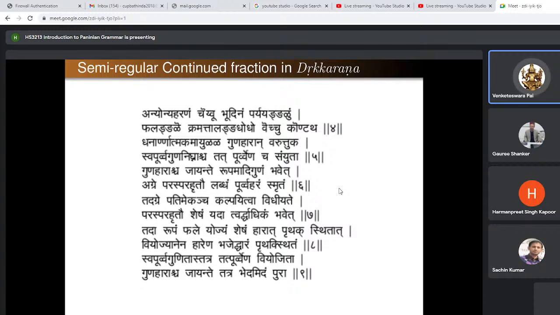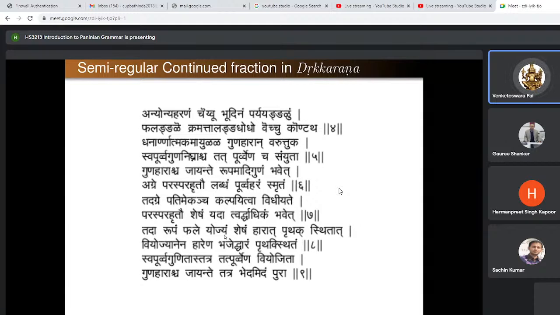While performing the mutual division of successive results or the successive quotients, the shesham is the remainder. When shesha or the remainder, yada means if, ardhadikam bhavet, if it becomes more than half of the previous remainder, that is implicit here, then you need to add rupam. Rupam phale yogyam. Yogyam means you need to add to the result.